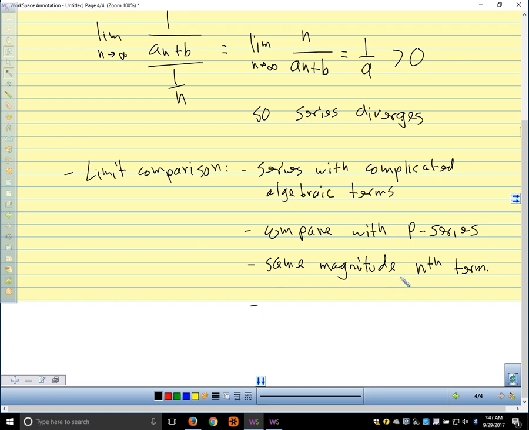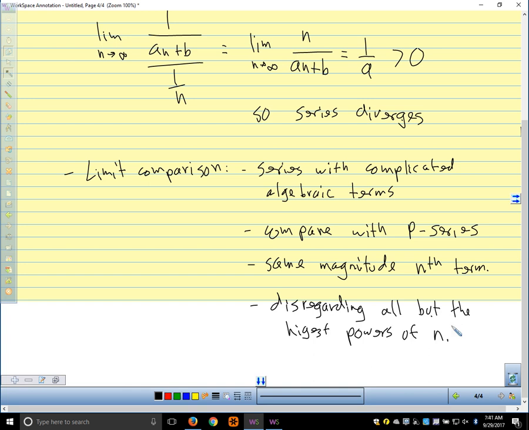So what we mean by the same magnitude is, and it's not exactly accurate, but we're kind of disregarding all but the highest powers of n. That's not exactly what we're doing, but that's kind of what we're doing.